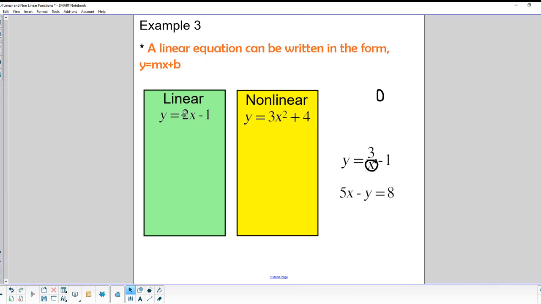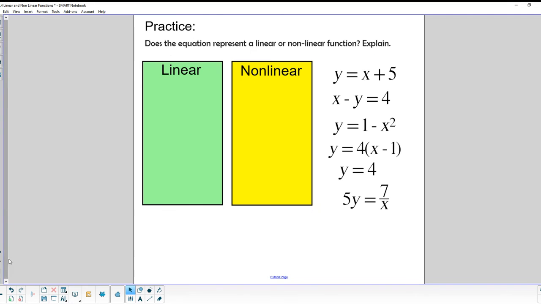The next one would be linear. The next one has an x in the denominator of that fraction, so that's nonlinear. And this one is not solved for y yet, but if I did solve it, it would be linear because you can put it in y equals mx plus b form. So that's how you do those types.